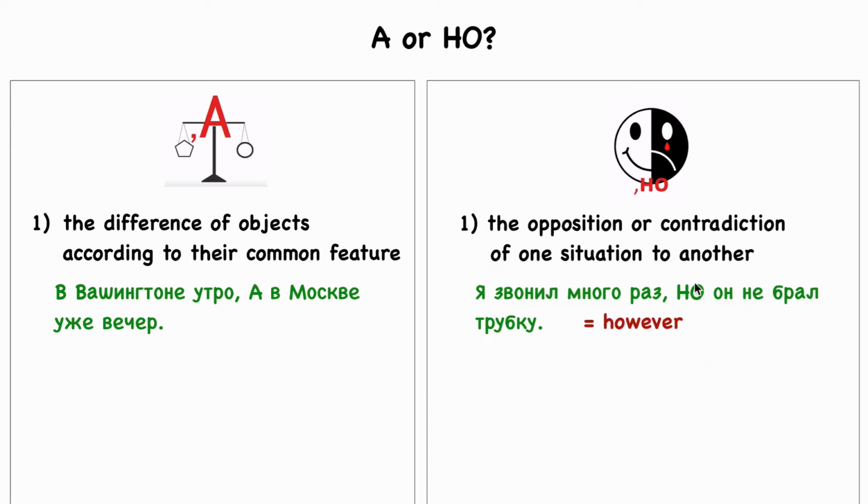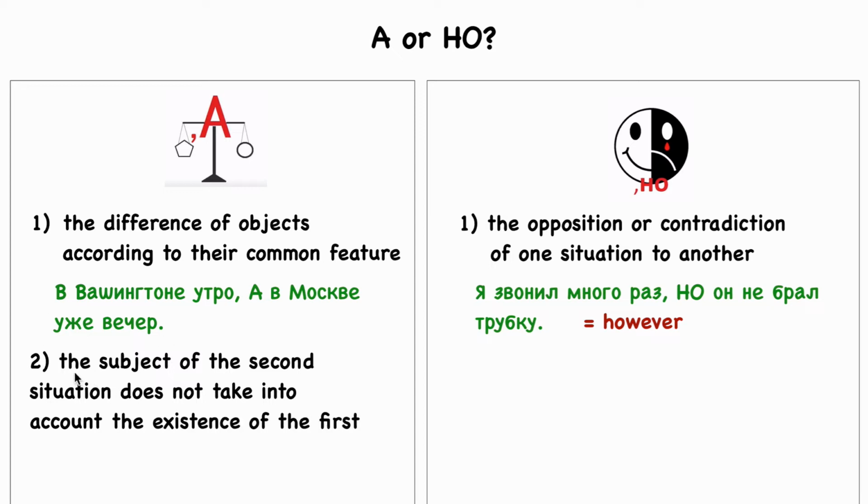Very often, this conjunction corresponds to English "however", однако. So if you can replace your conjunction with "however", then use conjunction "но". Я звонил много раз, однако, however, он не брал трубку.